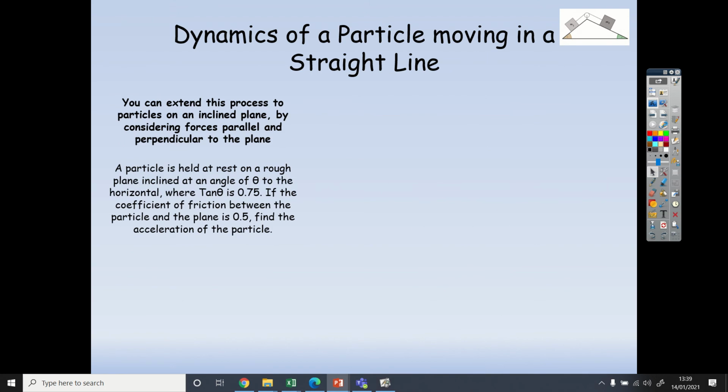So we can still do this on an inclined plane. This is where we tend to be going with this thing. So if your plane is at an angle, we can still do all the same stuff, just making sure that all of your forces are in those directions that we like, which is parallel and perpendicular to the plane.